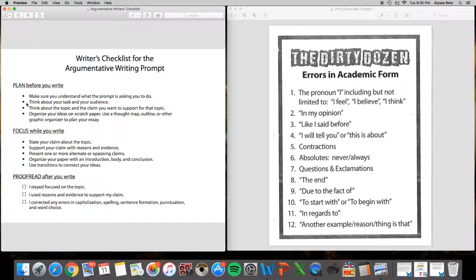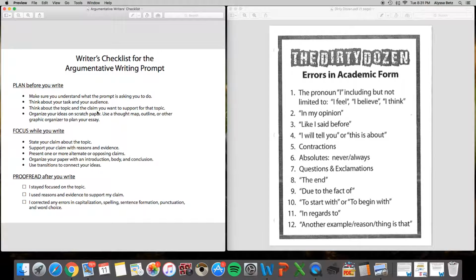After you do that, you're going to think about who your audience is. Are you writing to a superintendent? Are you writing to a teacher? Are you writing to a peer? Depending on who you're writing to, you're going to have a different tone. You're either going to have a very academic tone or a more casual, personable tone if you're writing to a peer.